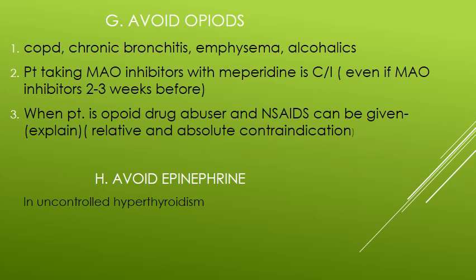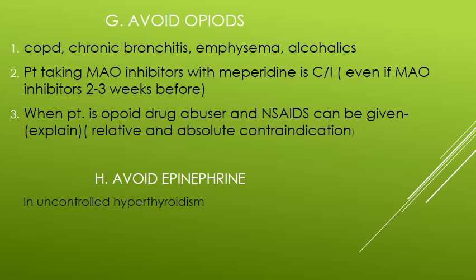Avoid opioids. As we know, opioids are also used to alleviate pain. When a patient has certain conditions, let's say COPD, chronic obstructive pulmonary disease, in which the airflow is restricted, the patient complains of wheezing, difficulty breathing, shortness of breath, and there is chronic bronchitis and emphysema, you have to avoid opioids, because these cannot be given in these conditions.